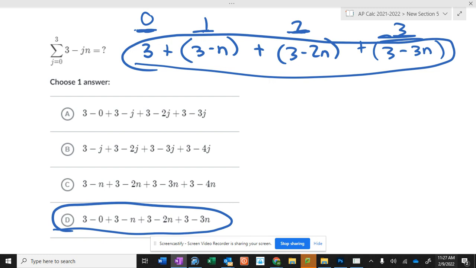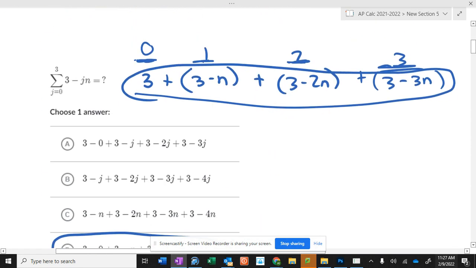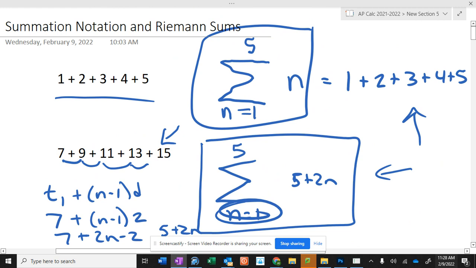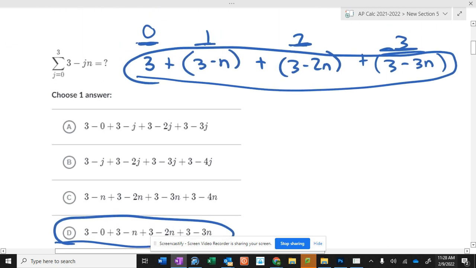This one had 5 because I started at 1. See, 1 on the bottom, 2, 3. So if we start at 0, we have 0, 1, 2, 3, 4 terms. Here we started at 1 and went to 5: 1, 2, 3, 4, 5 terms. Here we started at 0 and go to 3. So it's 0, 1, 2, 3. So that's 4 terms.